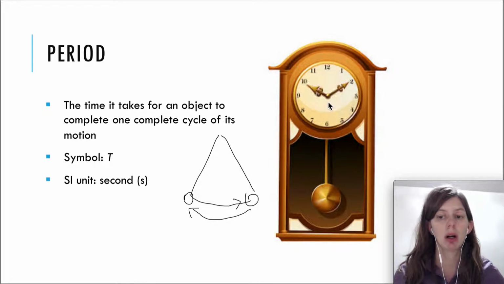In the case of a clock, you know that it makes a ding on each side every second, so you know that to go from left to right takes 1 second, and then to go back to the left side takes another second. So that means that the period for this clock would be 2 seconds. You can see that we use the SI unit of the second to describe period.